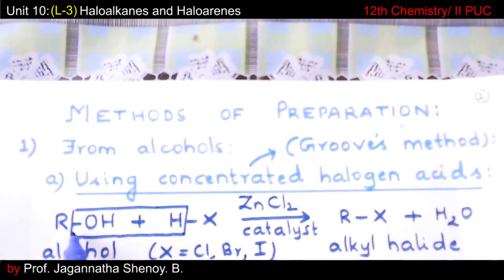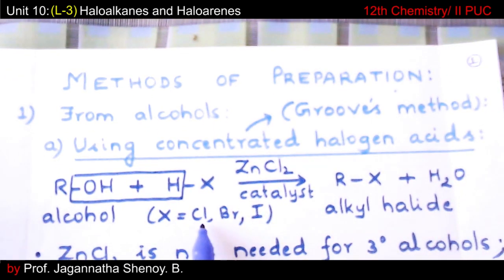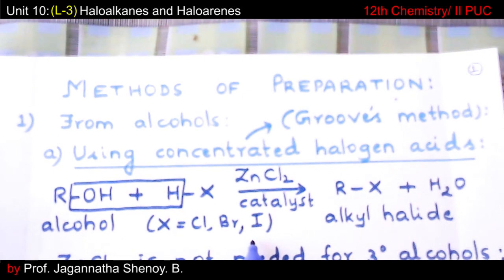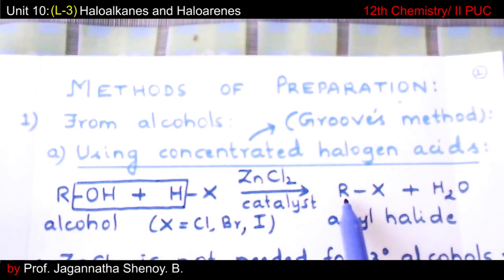Here we start from alcohol. General formula is ROH. We treat it with concentrated halogen acid. The general formula is HX. X can be chloro group, bromo group, or iodo group, and definitely not fluoro group. In most of the cases, you need the catalyst zinc chloride. Product obtained is alkyl halide, represented by the general formula RX. Water is the byproduct.